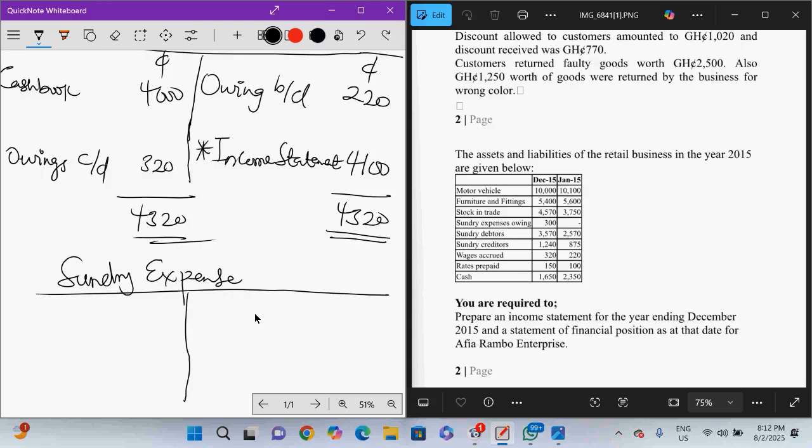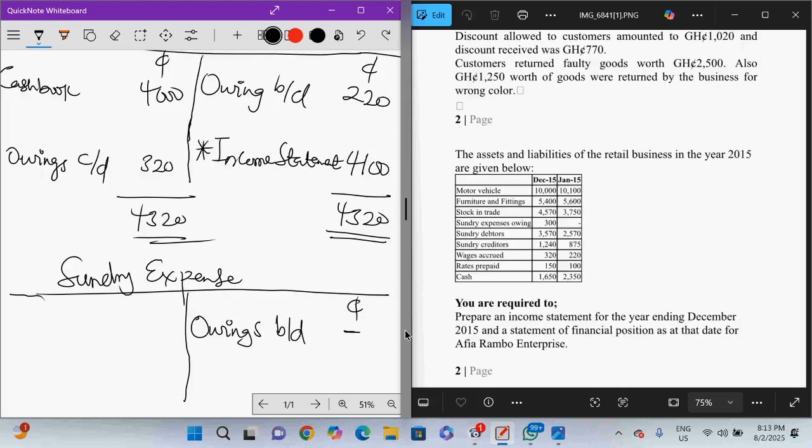So owing is a liability. Liabilities have credit balance. So owings brought down, the beginning balance, will be what? It will be that. And then the closing balance, owings. Closing balance is 300.